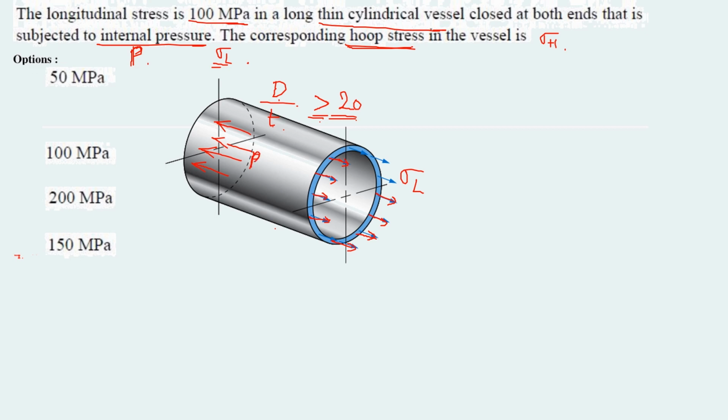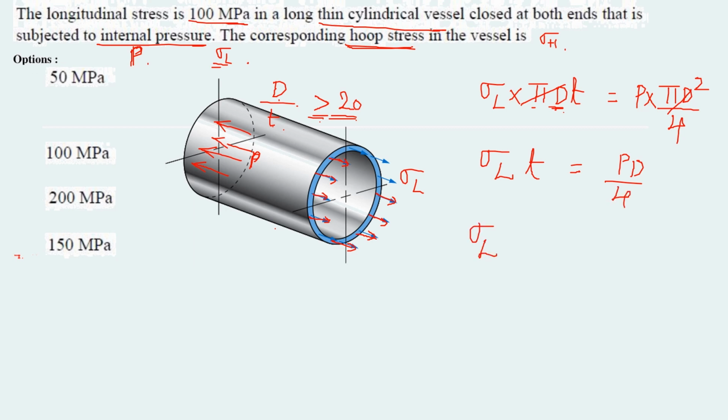Now applying force balance, it is sigma L times the cross sectional area, that is pi D times thickness. Pi D is the circumference and T is thickness here. D is the mean diameter. That equals internal pressure P times the area, that is pi D square by 4. Here pi D gets cancelled. We will have sigma L times T equals PD by 4, which yields sigma L, the longitudinal stress, equals PD by 4T. This is the longitudinal stress.